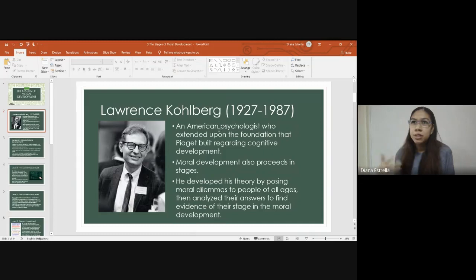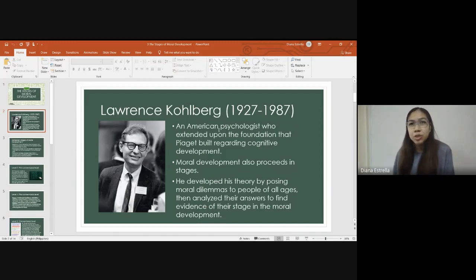I've also discussed before sa UCSP ko yung sa psychosocial theory yung kay Erik Erikson. Okay. And then, usually it goes through certain stages. Okay. So pagdating naman sa moral development, pagdating sa morality, pagdating sa ethics, meron ding psychological theory that encompasses yung kung paano nagde-develop yung morality ng isang tao.